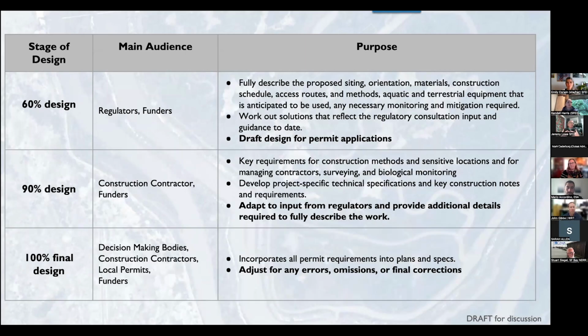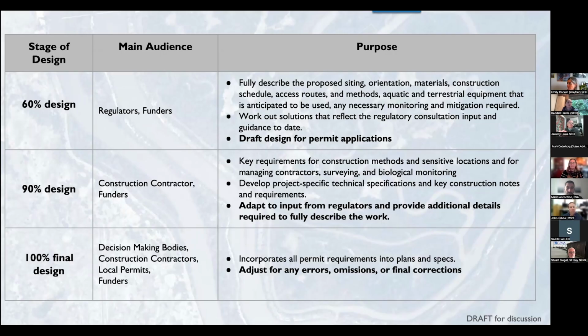Then moving on, there's a 60% design. And there are various ideas about what the interaction should be with the regulators, and when. Very early discussions could be occurring at the feasibility or the conceptual design stage, getting those initial ideas. But the actual permit applications, many people felt, were about the 60% design.